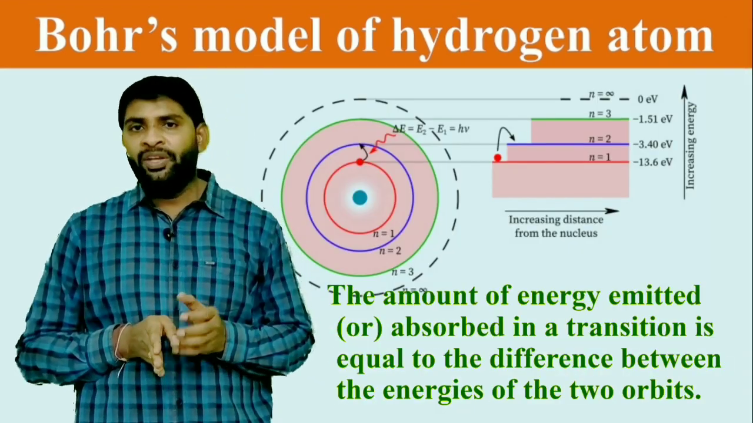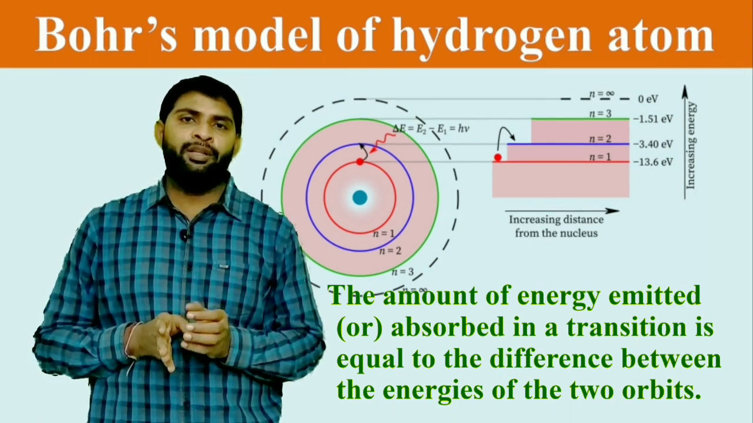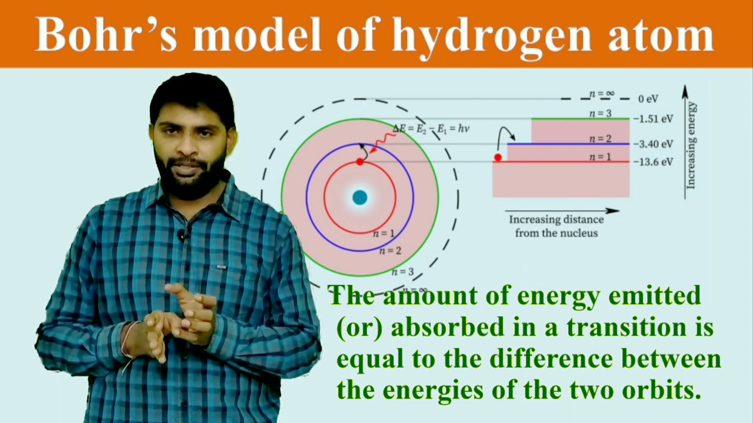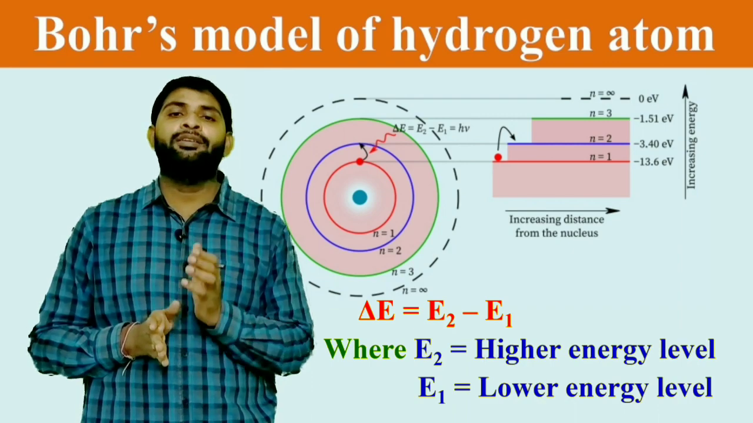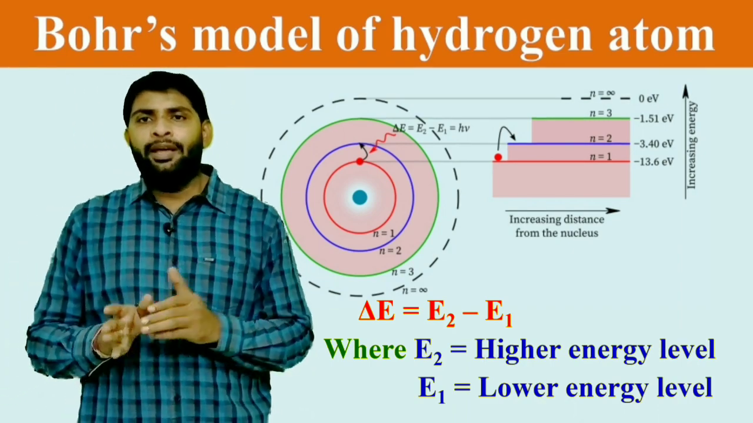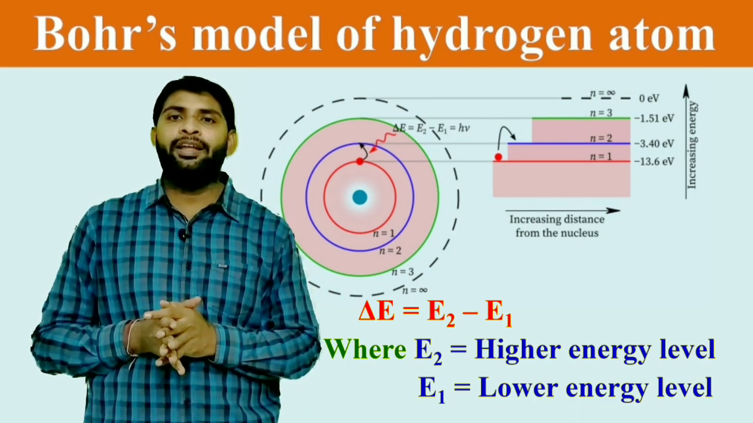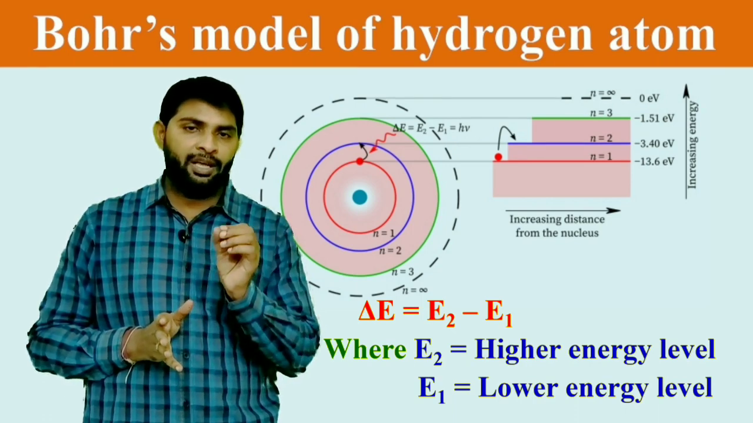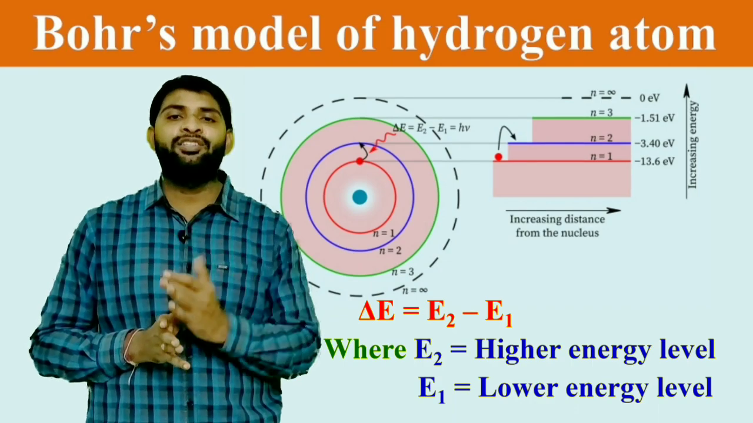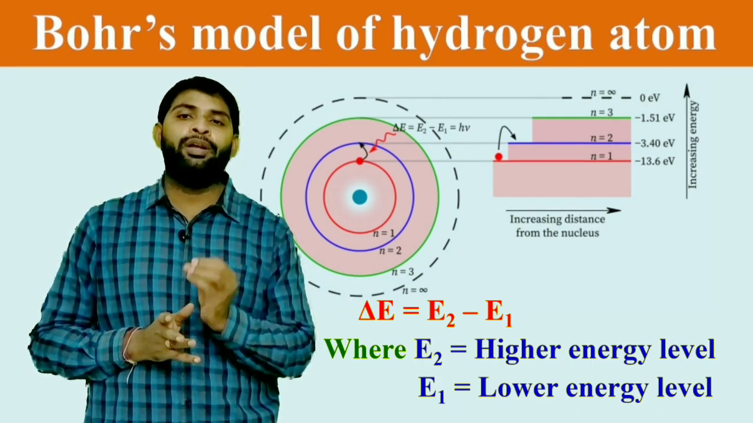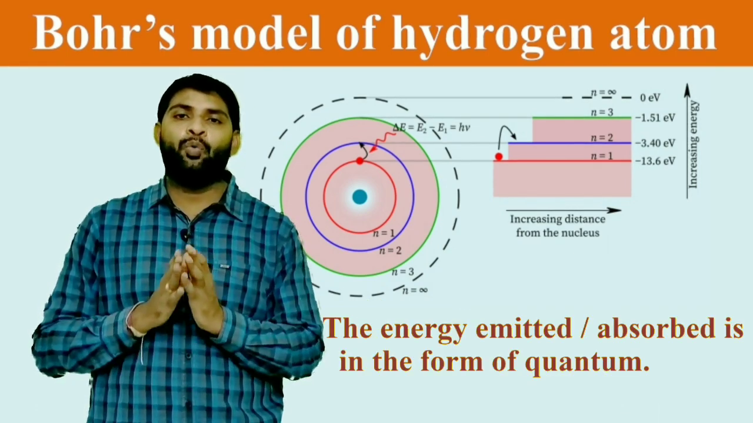The amount of energy emitted or absorbed in a transition is equal to the difference between the energies of the two orbits. That means delta E is equal to E2 minus E1, where E2 is the higher energy level and E1 is the lower energy level. The energy emitted or absorbed is in the form of quanta.